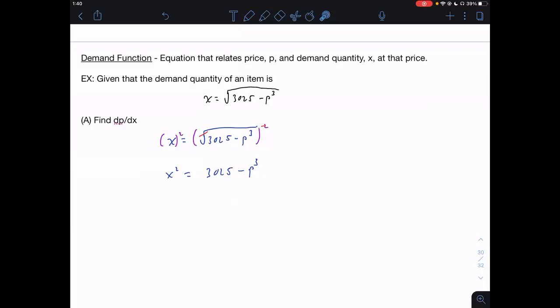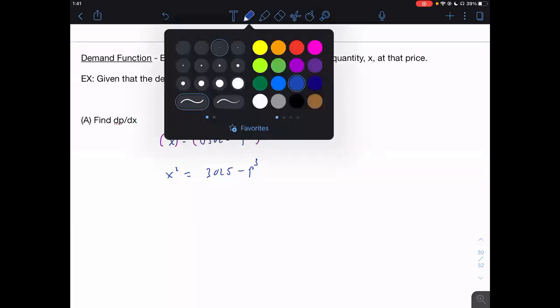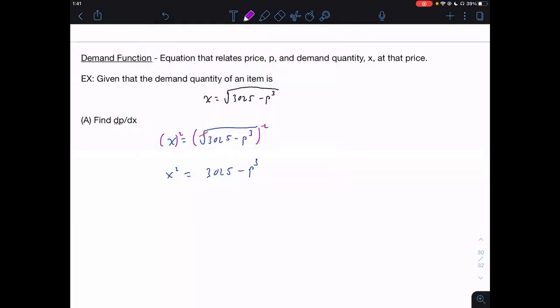Again, we want to find dp over dx. So like we have done before in the beginning of the section, let's first take the differential of both sides with respect to our denominator of interest. On the left-hand side, we're going to take the derivative with respect to x, as well as the right-hand side, derivative with respect to x.